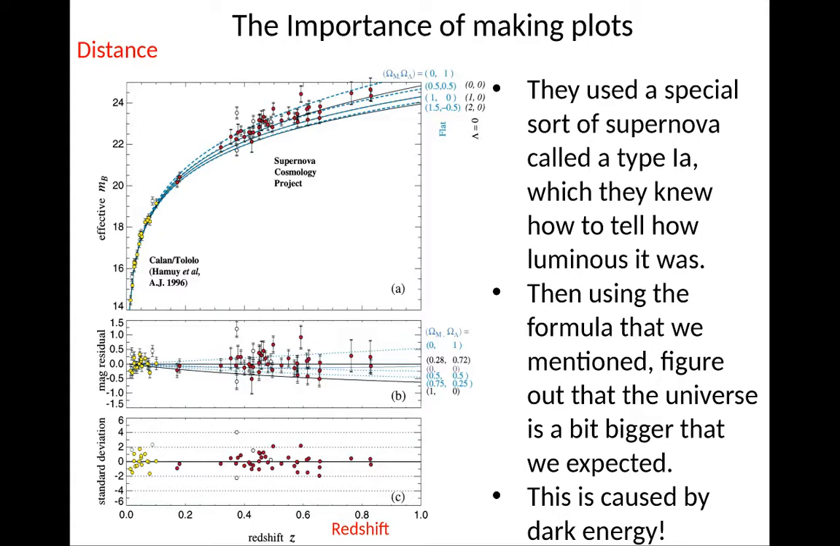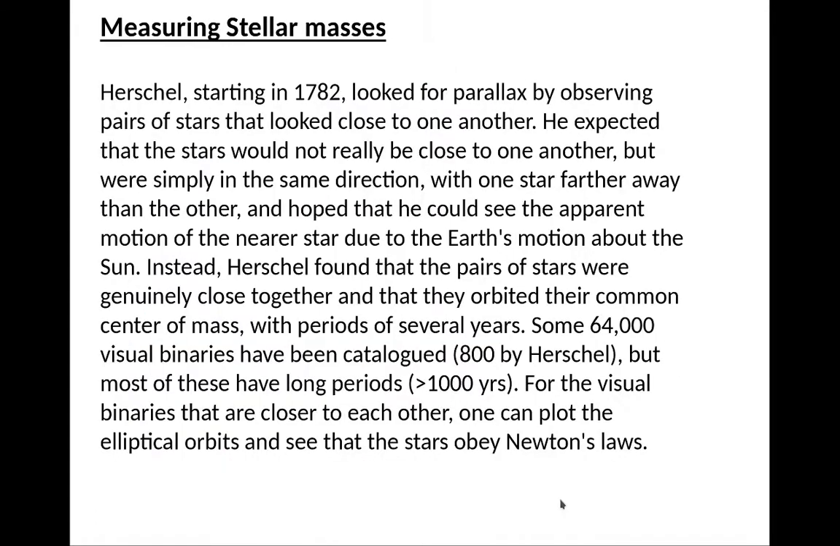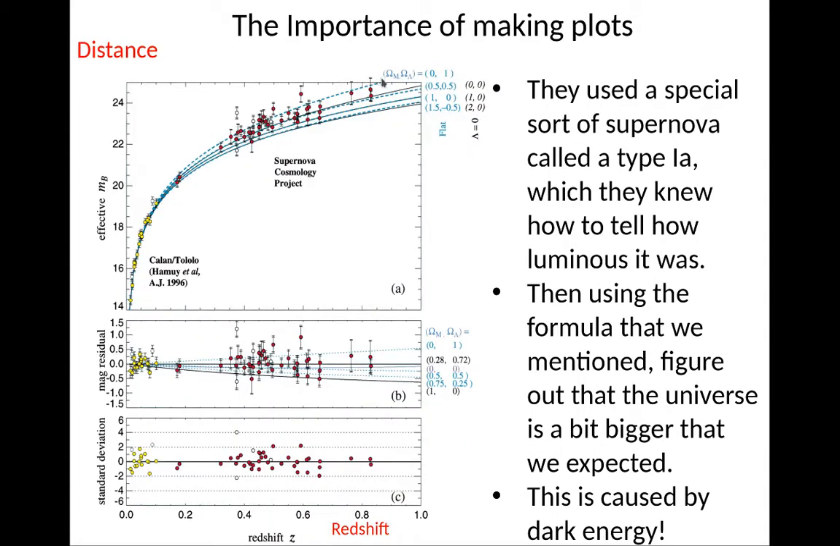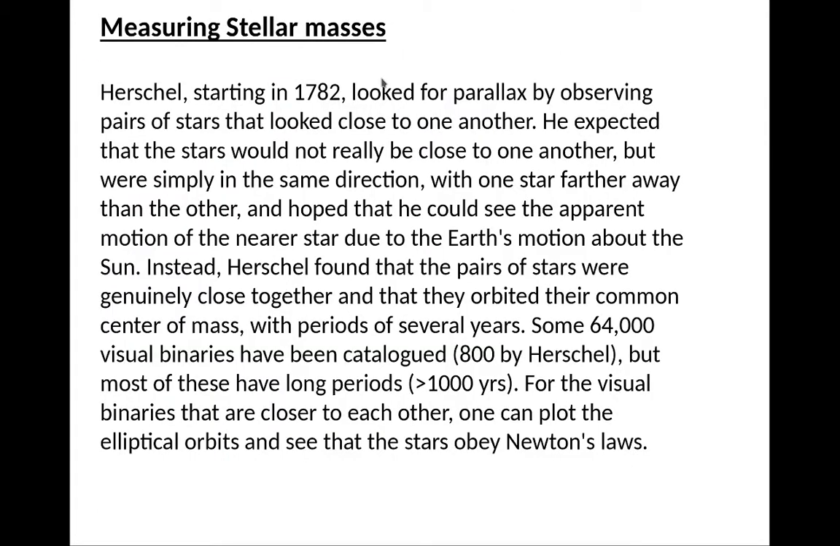So then using the formula, they figured out that the universe was slightly bigger than what people expected, right? And to explain this larger size, they had to put basically 70% of the universe in a form known as dark energy, right? So that's how they discovered dark energy. So essentially, this is the plot they used to show that, right?